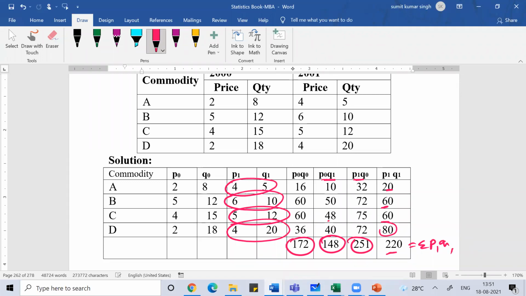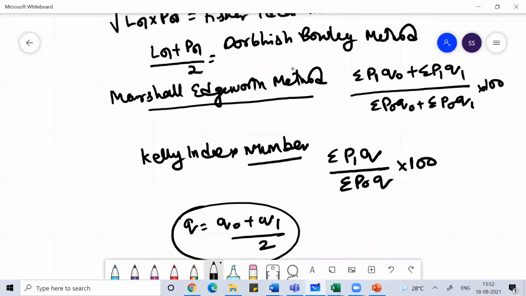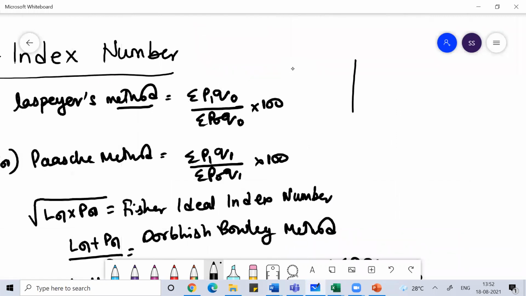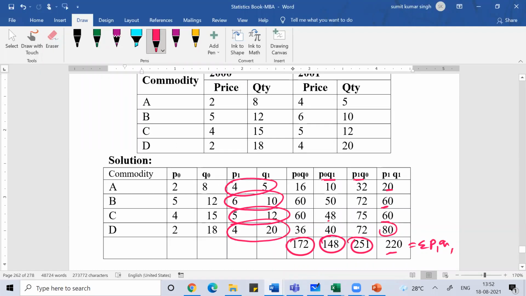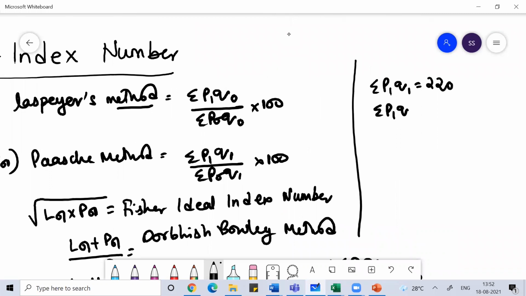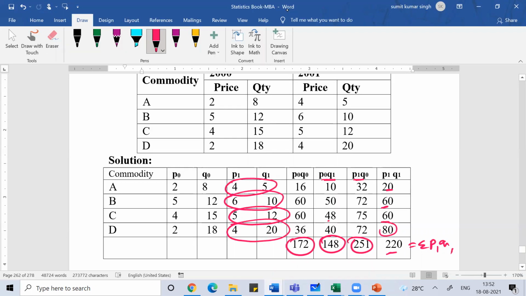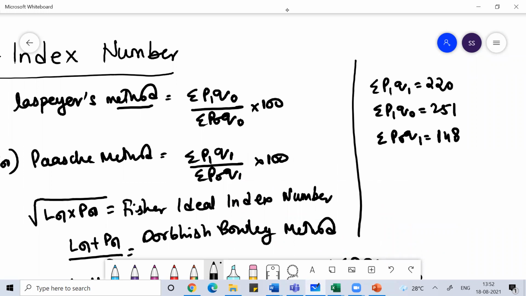Once you get this value, guys, if I say sum of P1 Q1, it is 220. Sum of P1 Q naught is equal to 251. Then sum of P naught Q1 is equal to 148. Then sum of P naught Q naught is equal to 172.